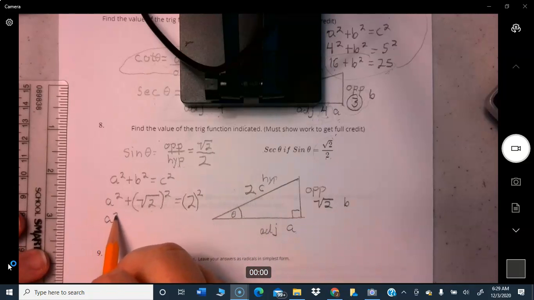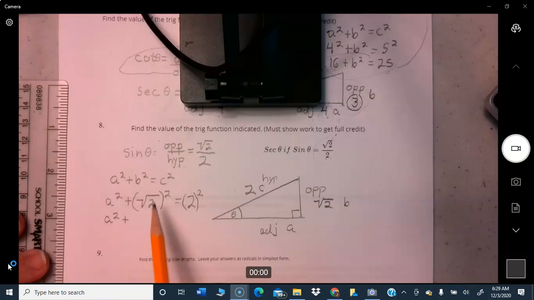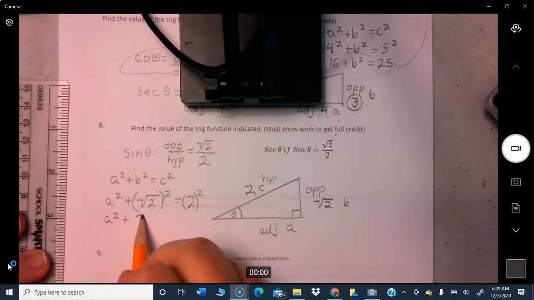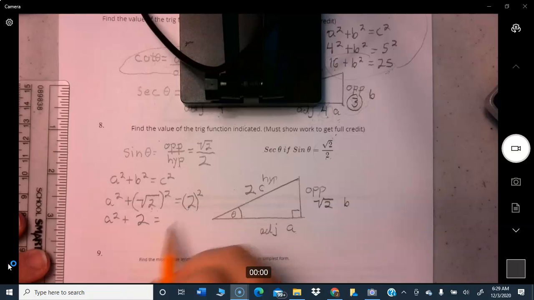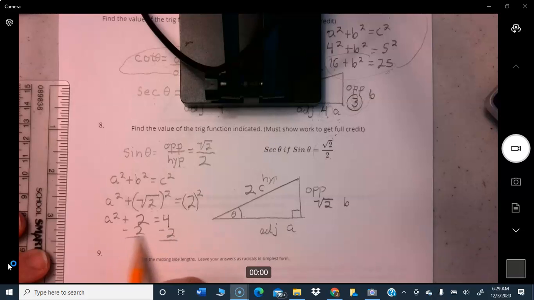Alright, so let's square these. So a squared plus the square root of 2 squared, that's an inverse, right? You take a square root and then you square it again, it gets you back to 2. And then 2 squared is 4. So now I'm going to subtract 2 from both sides. It goes away, and you have a squared equals 2.